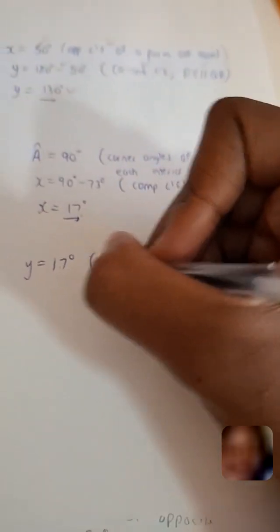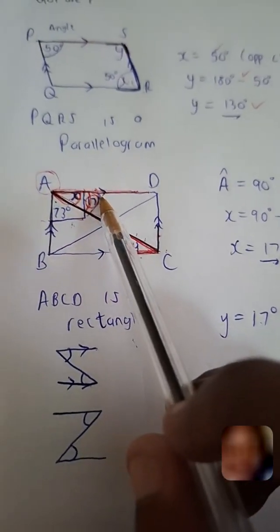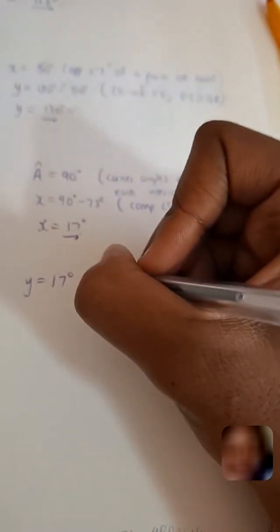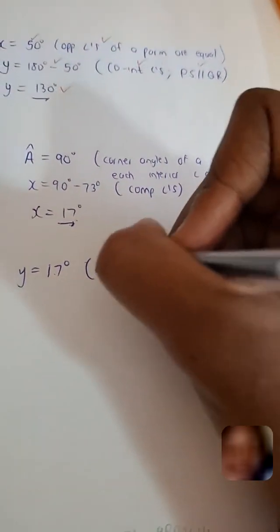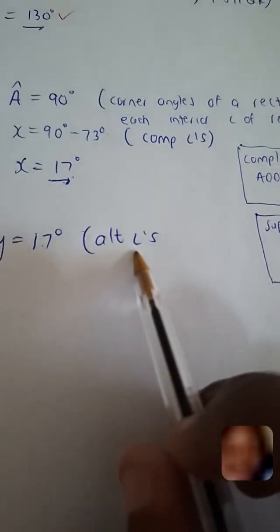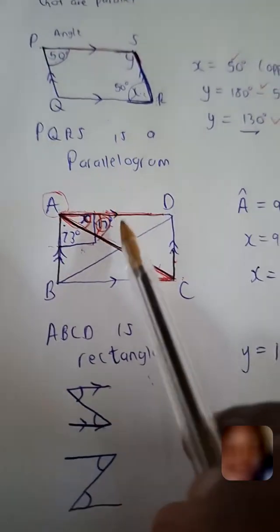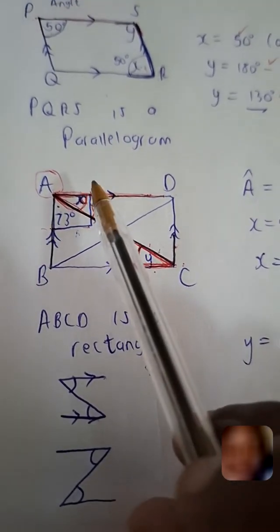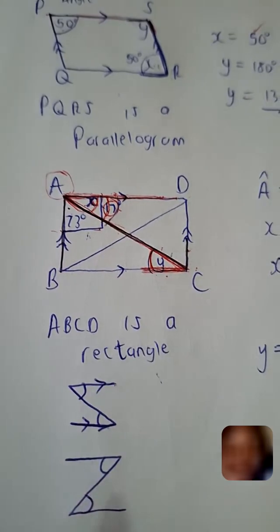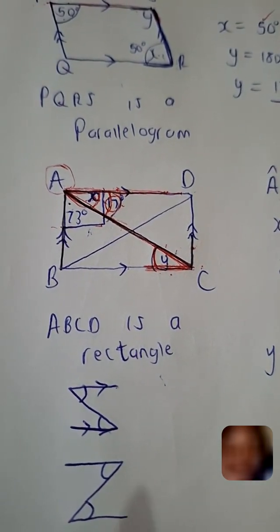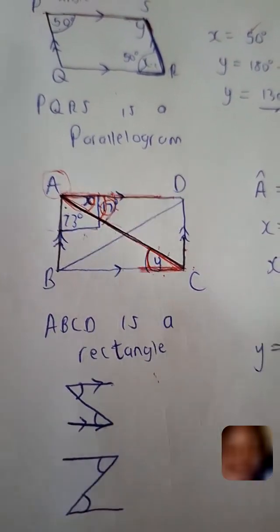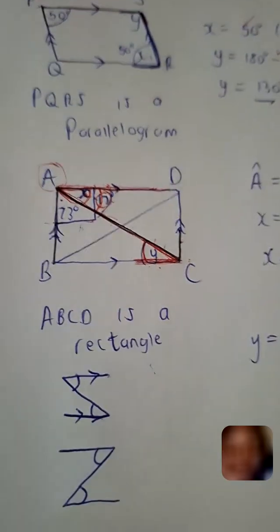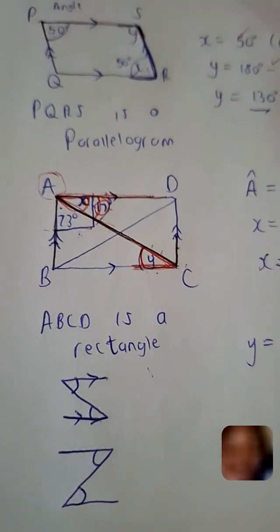So what is the reason for saying Y is equal to 17 degrees? Alternate angles. Exactly. So for short, we say alt angles. We use the symbol for angles, and then we state the lines that are parallel. Which lines are parallel, Kia? AC? Hey, please be careful. Which lines are parallel? AB is parallel to DC? Oh, no, AD and BC.